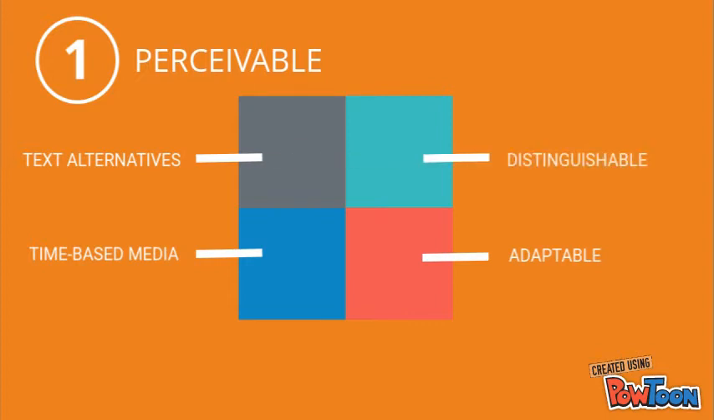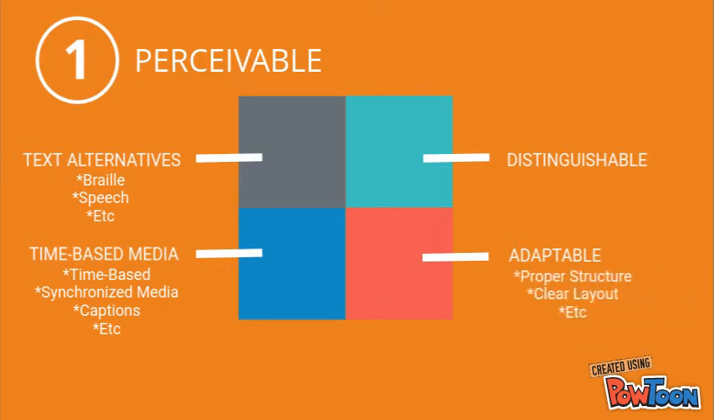Text alternatives refers to having things like Braille and speech in content. Time-based media refers to having access to time-based synchronized media or captions. Adaptable refers to the fact that content is structured properly, and distinguishable refers to shapes and colors, etc. that are easy to see and read.